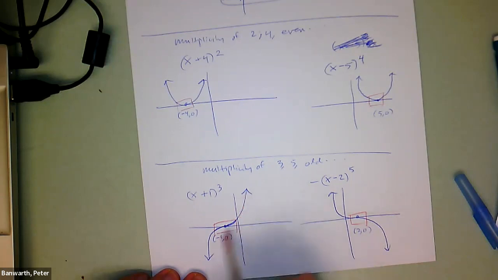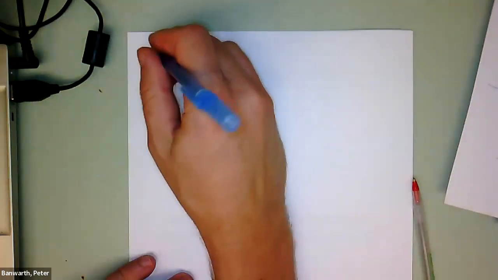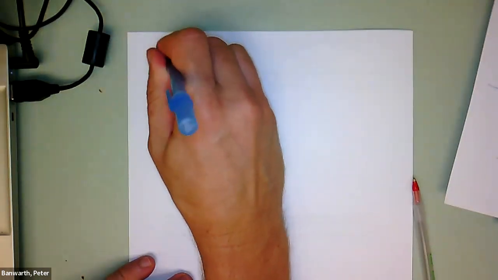I think of this sometimes as a waterfall. Looks like a waterfall as it crosses. All right. That was the warm-up. With that warm-up out of the way, let's do the summary box.